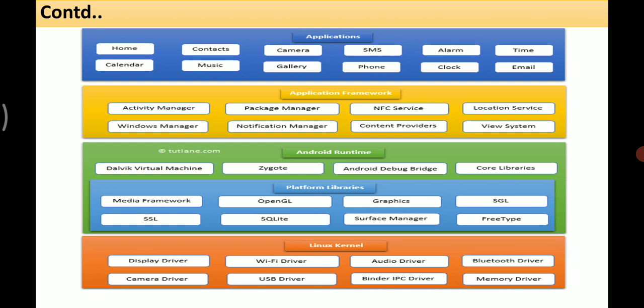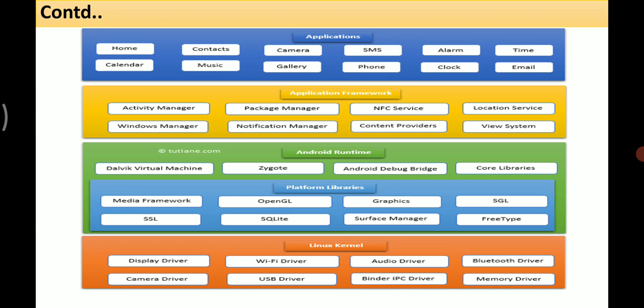The picture that you can see is the Android architecture. You can see there are five main components: applications, application framework, Android runtime, platform libraries and Linux kernel. In the applications, we have applications like home, contacts, camera, SMS, alarm, calendar, music, gallery, phone, clock and email. These are the third party applications or the applications that we build. All these applications will be present in the application layer.